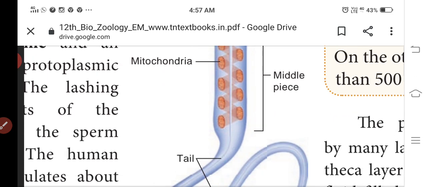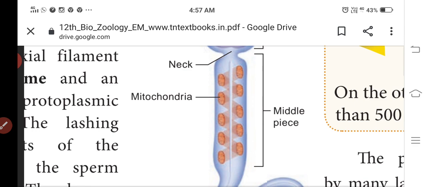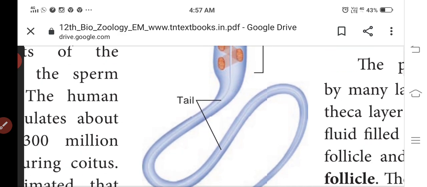Next, the middle piece possesses the mitochondria. The mitochondria are twisted in nature. The mitochondria give the energy to the sperm at the time of motility, that means the movements.